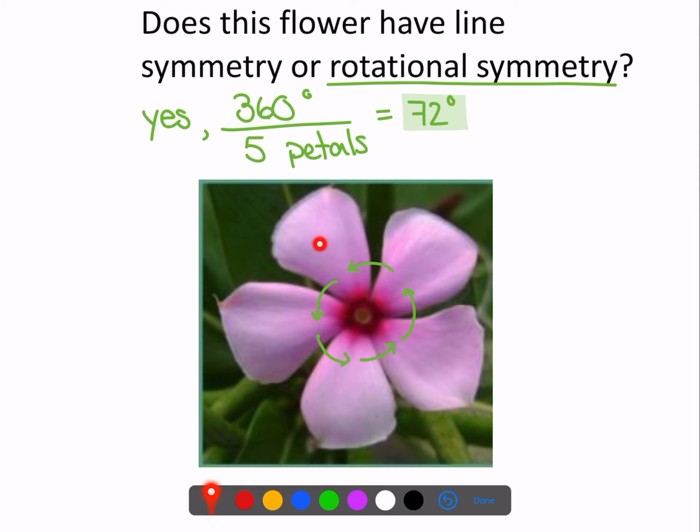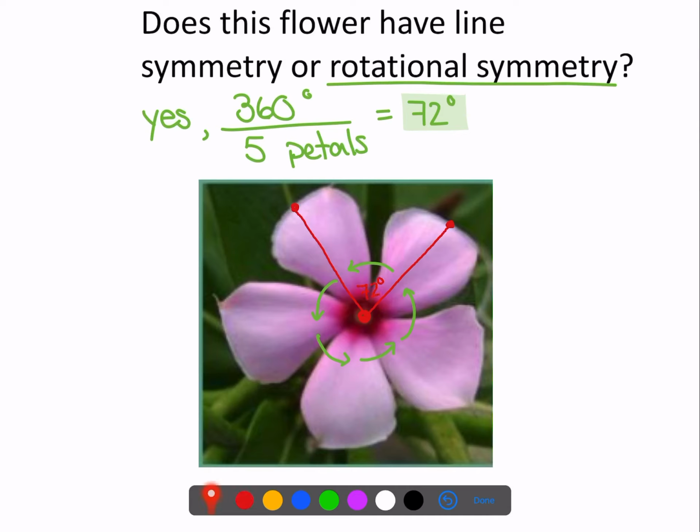Now, I may be wondering, how did I get 72? Well, we know in a full circle there's 360 degrees. There are 5 congruent petals, so 360 degrees divided by those 5 congruent petals gives us 72 degrees. That means it's 72 degrees between each petal. To get from one petal's point right here to the next petal's point right here, this angle at the center that's created, this red angle here, is 72 degrees.